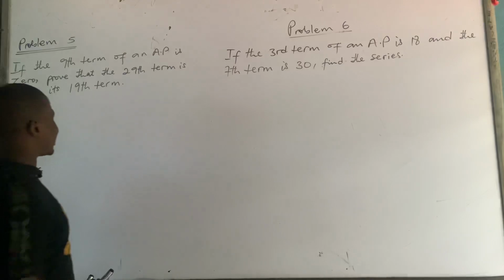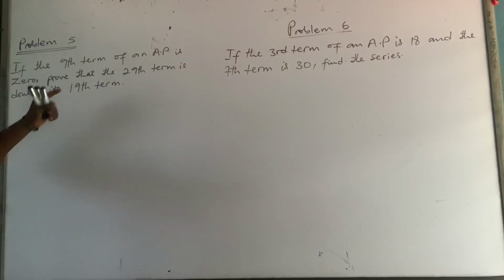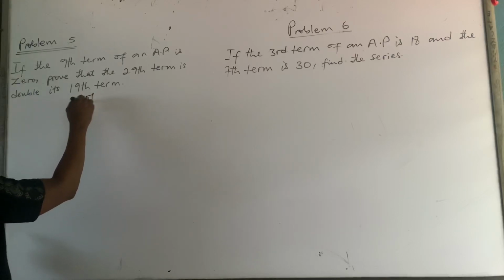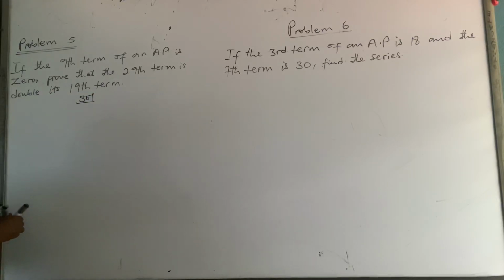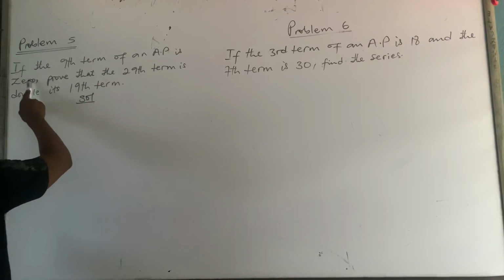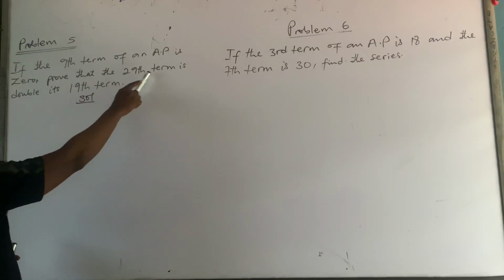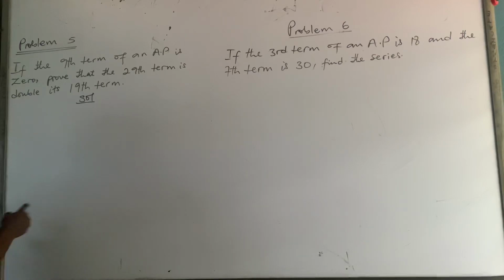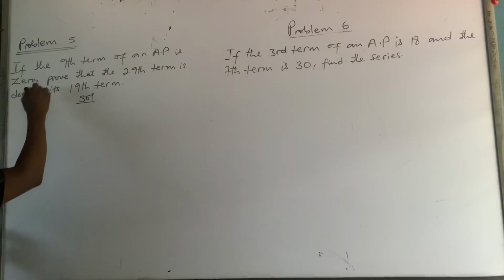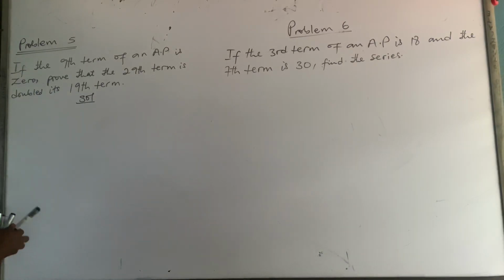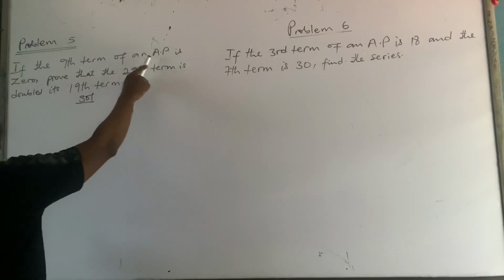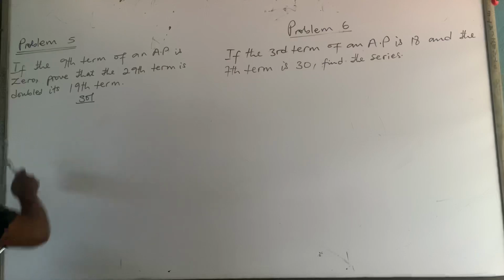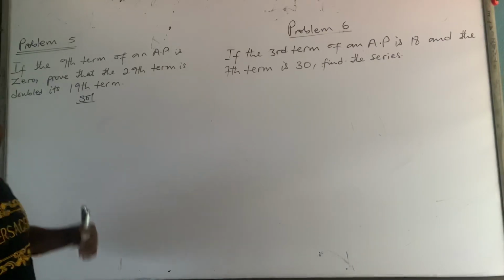The first one here says, if the ninth term of an AP is 0, prove that the 29th term is double its 19th term.